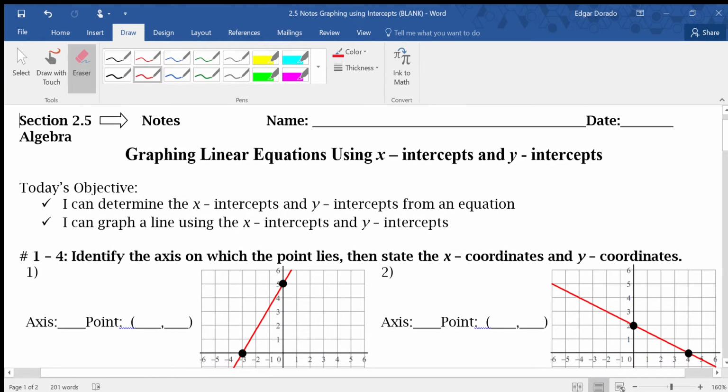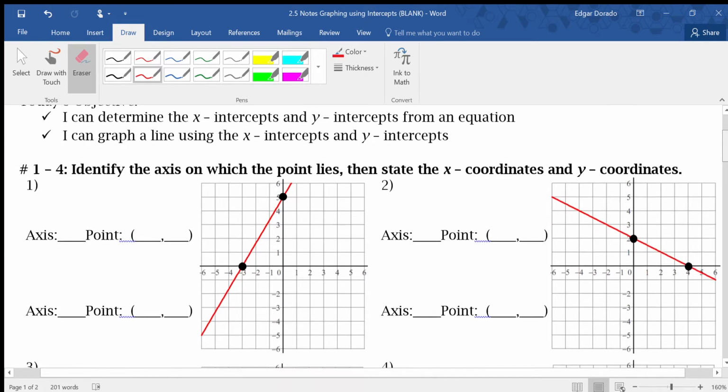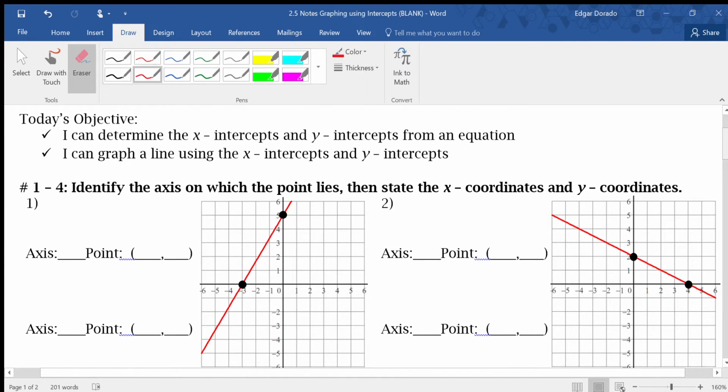Hope all is well. Today we are going to take a quick look at section 2.5, which deals with graphing linear equations using the intercepts. So we've been graphing a few equations. We've been using a table of values in order to graph these things, but now we're actually going to talk about how we can graph them using the x and y intercepts. Okay, so that is our objective for today.